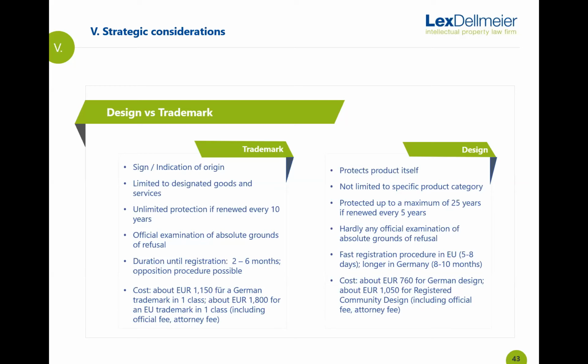The cost for a trademark in Germany is about 1,150 euro for a mark in one class. And with the EU IPO, it costs about 1,800 euro for an EU trademark in one class. That includes the official fee as well as attorney fees.